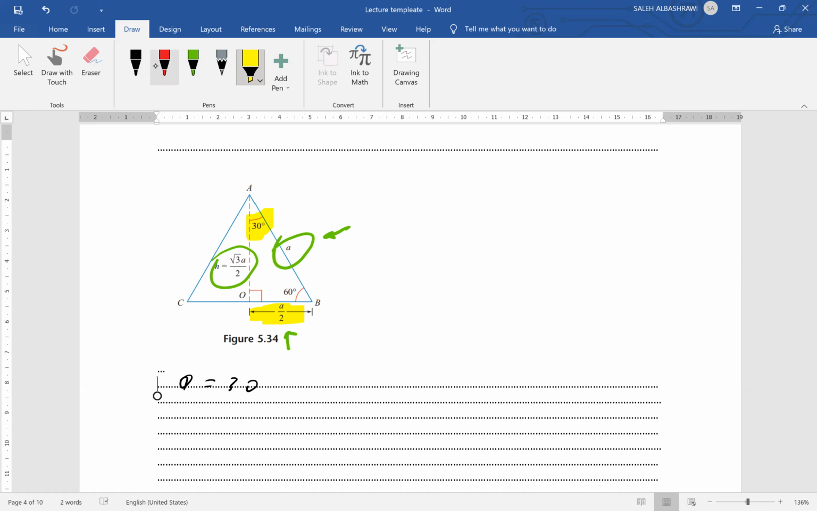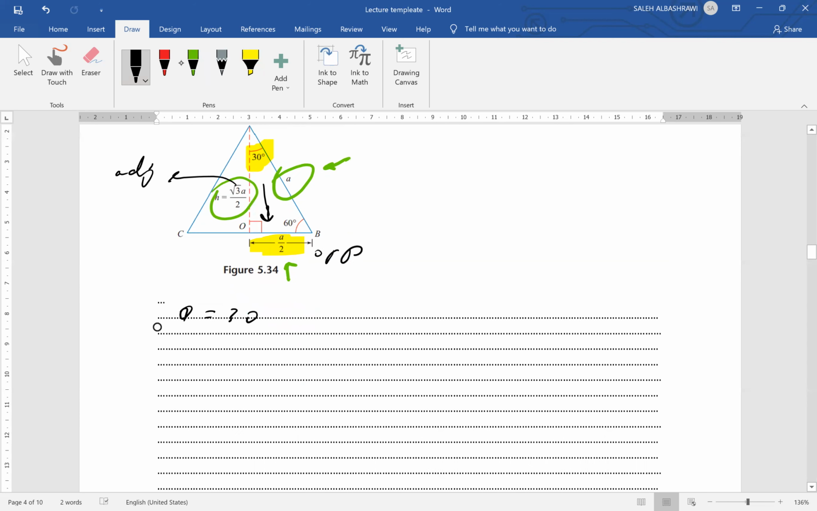So if we think about 30, this side is the opposite now for 30. And this is the adjacent. So we can find number 1, sine 30 equal to the opposite divided by the hypotenuse, which will be A divided by 2 divided by the hypotenuse, which is equal to A. This will give me 1/2. Sine 30 equal to 1/2.